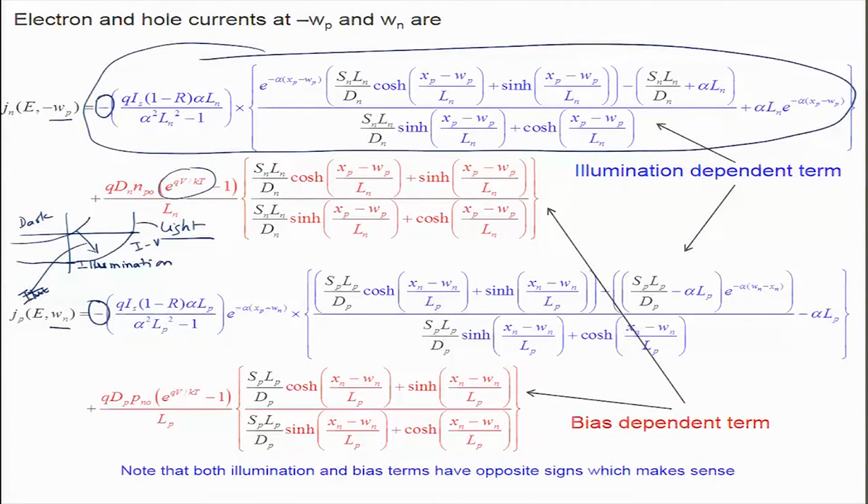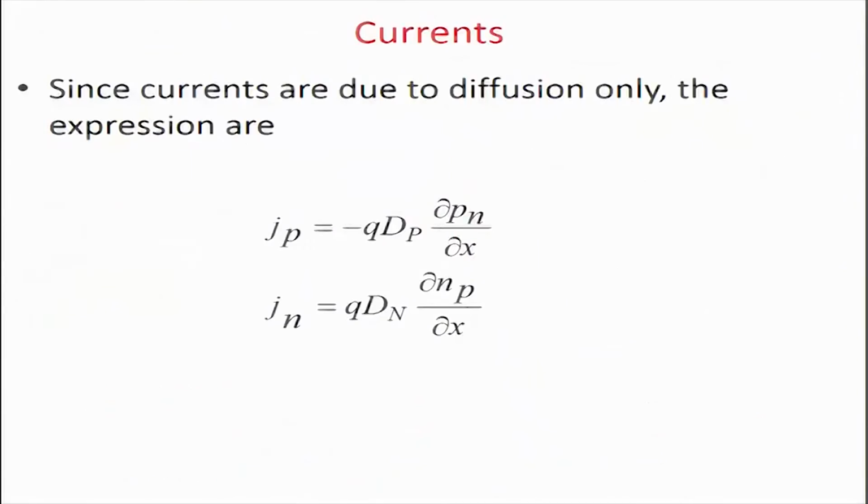Now we look at, so what we have done is, we said earlier that J total was equal to J SCR plus Jn at minus Wp plus Jp at plus Wn. Okay. Because these two currents can be calculated from the diffusion equations quite easily, and this SCR current has to be calculated separately. So now you will appreciate why we separated.